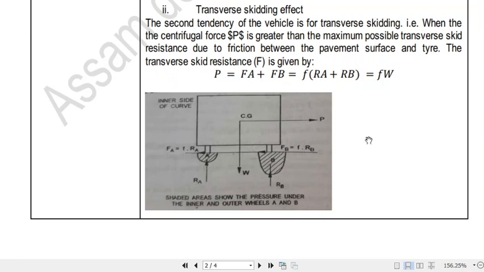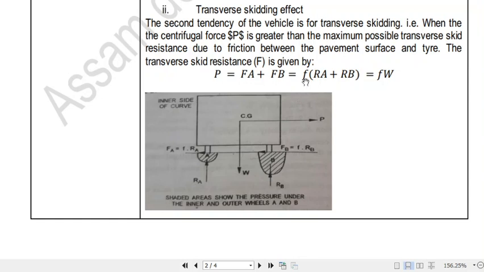Now consider this figure. Here the frictional forces are FA at tire A and FB at tire B. If the reactions are RA and RB, then the forces are f, the coefficient of friction, into RA, and the coefficient of friction into RB. So the equilibrium condition for the transverse skid resistance developed is given by P equal to FA plus FB. This is the equilibrium condition.